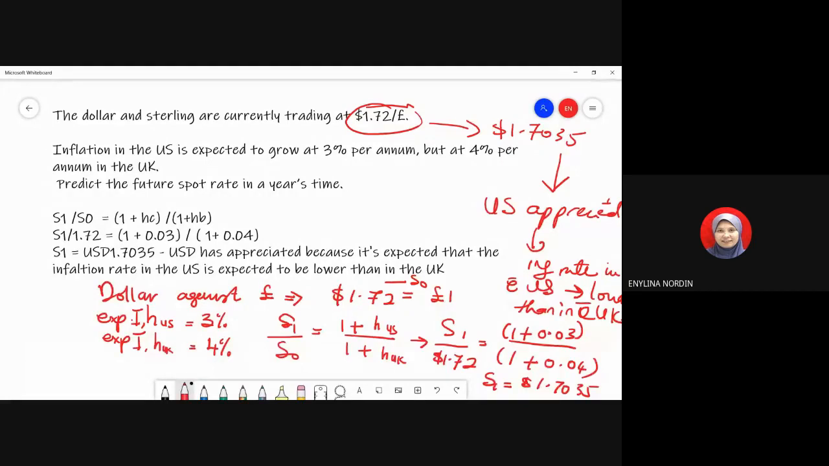So this is for 1 year's time, okay, maknanya next year. If it's today this year, then next year what's going to happen in the exchange rate? So that means we can use this PPP theory to predict or to estimate the exchange rates. In another example, I do have another example. You can refer to this one.